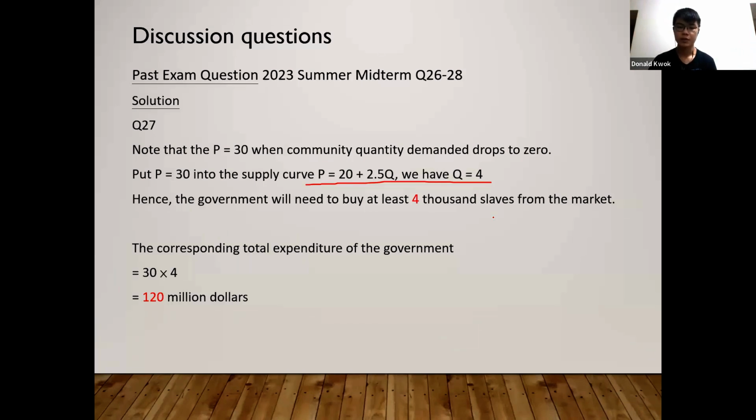How about the total expenditure? We have the price 30 and the quantity is 4. So total expenditure is just price times quantity. 30 times 4 would give us the total expenditure, $120 million.